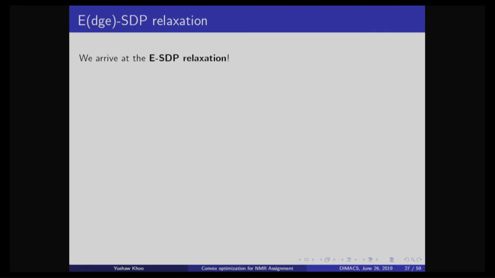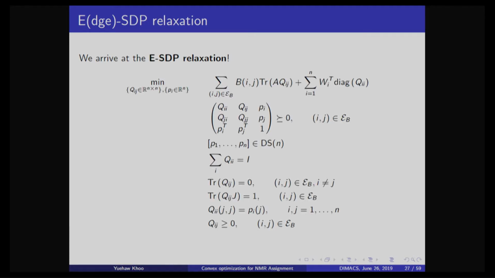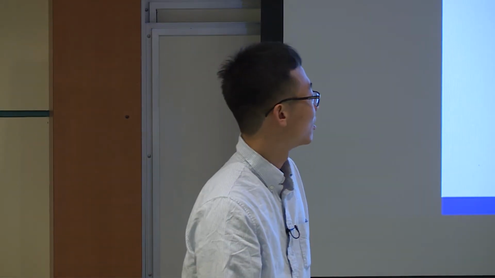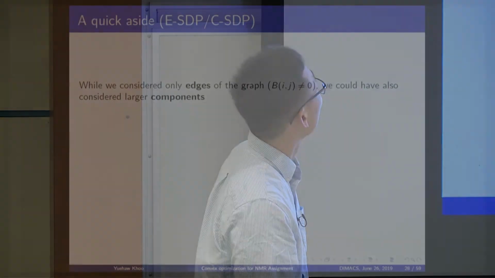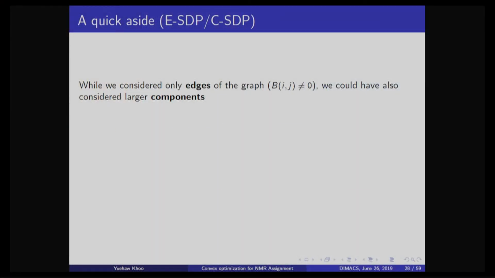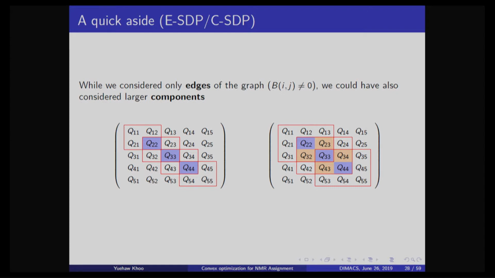Well, we call this the E-SDP relaxation, short for edge SDP. Now, instead of having a PSD Q of size n squared by n squared, as you can see, we only have some order n by order n PSD matrices over here. Well, we have considered defining blocks of size 2 by 2. We can also consider defining larger blocks, and we call this Clique-SDP if we have a larger block to tighten the convex relaxation.